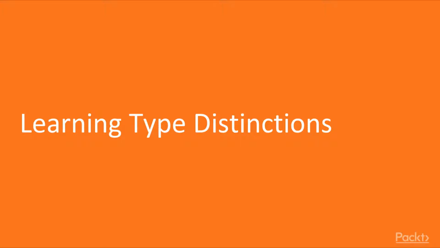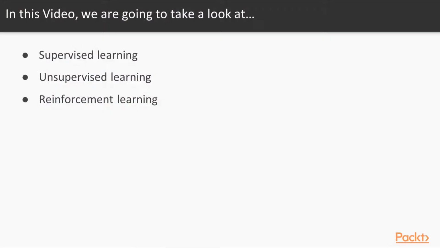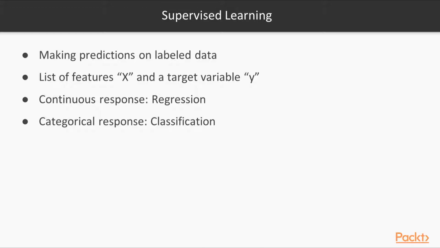Learning type distinctions. In this video, I will discuss the differences between supervised learning, unsupervised learning, and reinforcement learning. In supervised learning, we attempt to make predictions on labeled data, such as the typical regression equation that you're used to seeing with a y as the dependent or target variable and different x's as features or attributes.